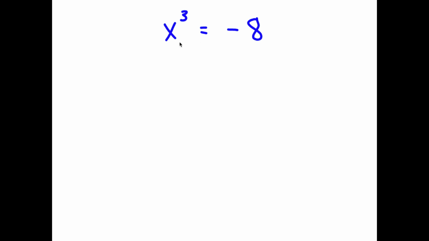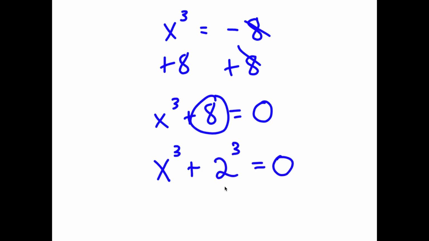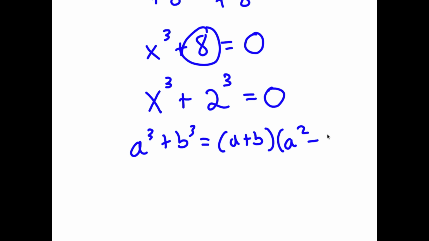Alright, so in this problem, I have x to the power of 3 is equal to -8. So to solve this, I'm going to first start by adding 8 on both sides. So then I have x to the power of 3 plus 8 is equal to 0. Now I'm going to rewrite 8 here as 2 to the power of 3. So now I have x to the power of 3 plus 2 to the power of 3 is equal to 0. Now if I have something in the form a to the power of 3 plus b to the power of 3, this is equal to a plus b times a squared minus ab plus b squared.